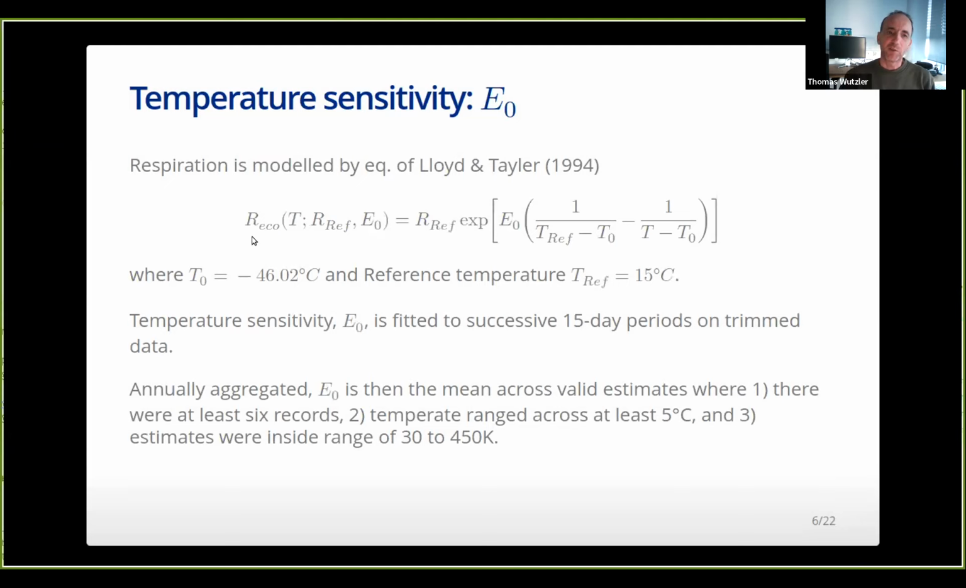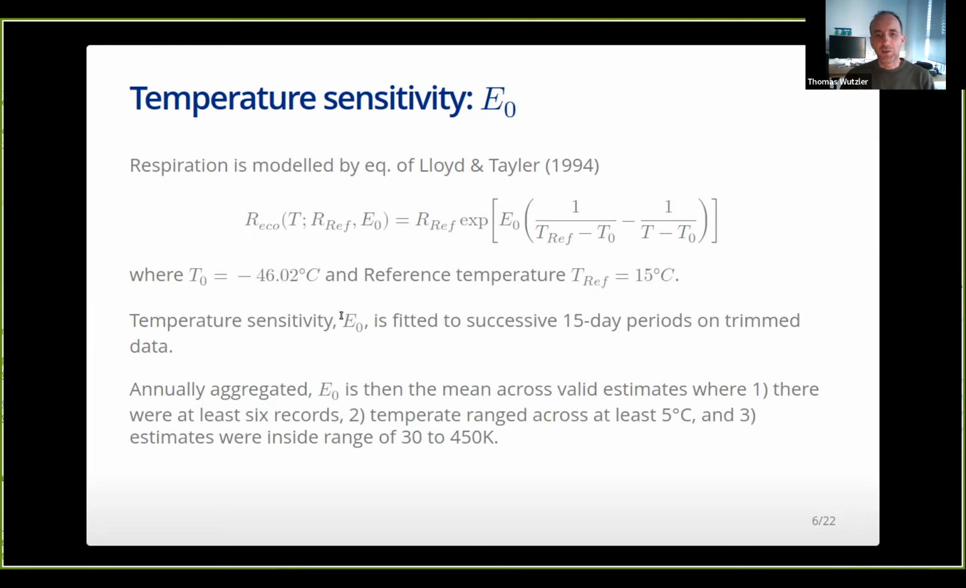So the model that is fitted to the respiration is the so-called Lloyd and Taylor model. And there is a reference temperature, and ecosystem respiration increases exponentially with temperature, and there is a temperature sensitivity E0 that is a parameter that describes how strongly the exponential increase with temperature is. So with the Lloyd and Taylor model, we have a T0, which should be lower than any relevant measured temperature, at minus 46, and the reference temperature of 15 degrees Celsius.